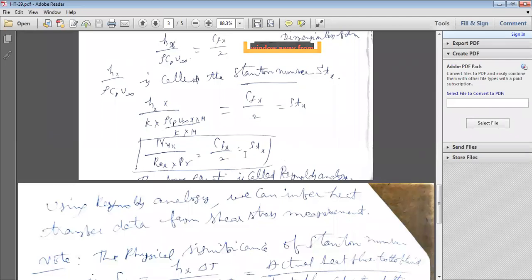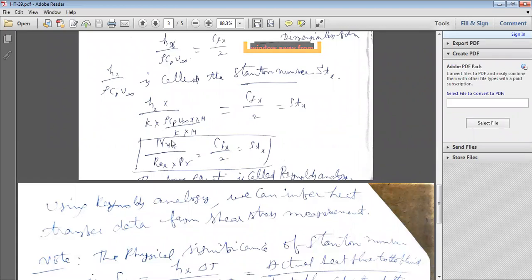With all in dimensionless form, it is easy to arrive at the relationship between different parameters. That's why this relation, Nux by Rex into Prandtl number, is equal to the Stanton number, which is equal to Cfx by 2. This equation at a given value of x is called the Reynolds analogy.